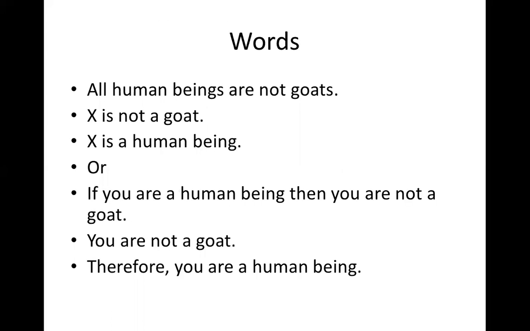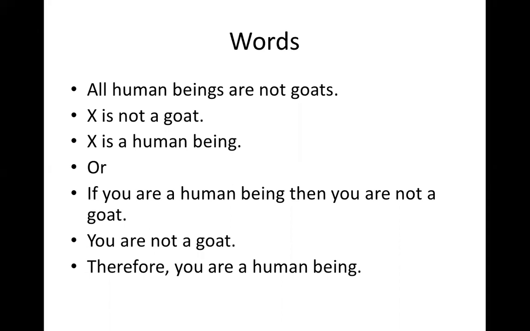So look at it here. All human beings are not goats. X is not a goat. Therefore, X is a human being. So you have "not goats," you have "not a goat." You have two nots. You cancel out the not. What you have is: all human beings are goats. X is a goat. Therefore, X is a human being.